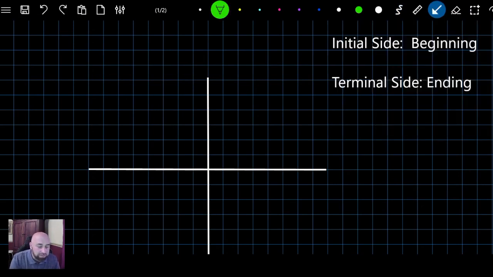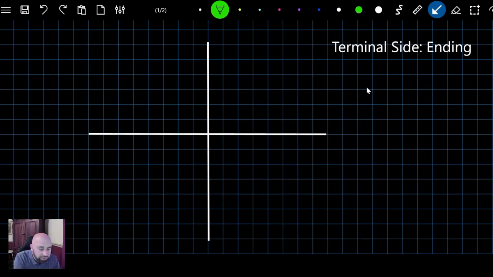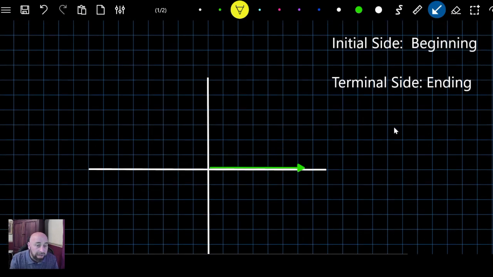I'm going to put the beginning side here in green. This will be the initial side. So we're going to start right there at origin, and we're going to bring it this way. Okay, so that's our beginning side. That's our ray that begins our angle. Now the terminal side, I'll make this yellow so you can see it. It's where it ends, okay?